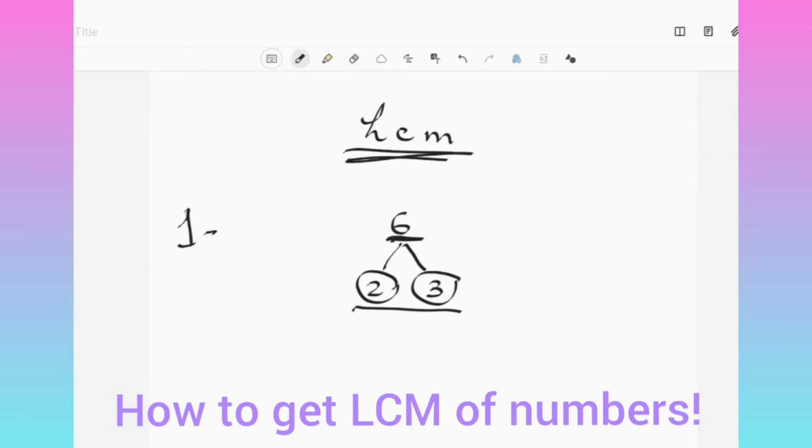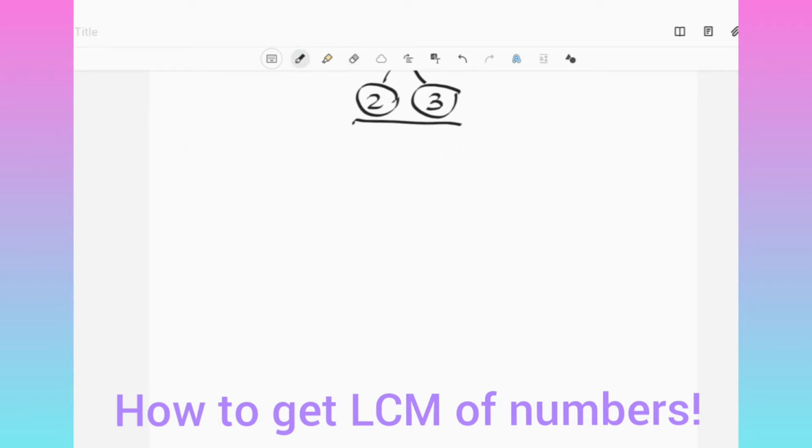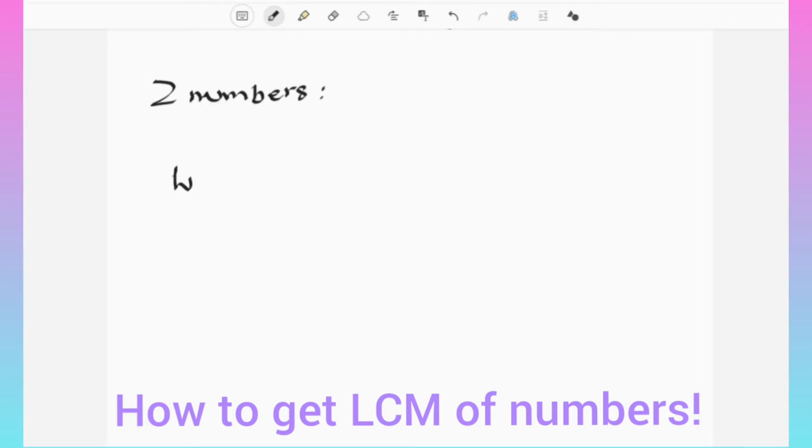Okay, now let's move on to the next one, which is 2 numbers. How to do it with 2 numbers. First, aren't you tired of listing methods? For example, let's work with 4 and 5. We have to list out some factors.